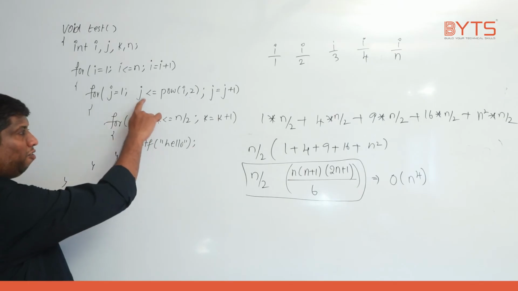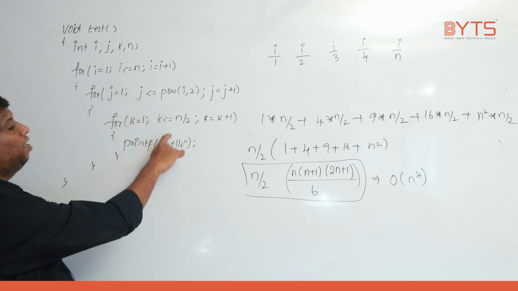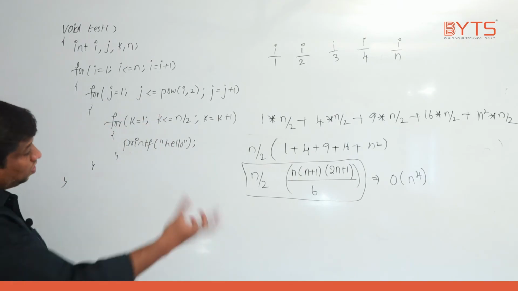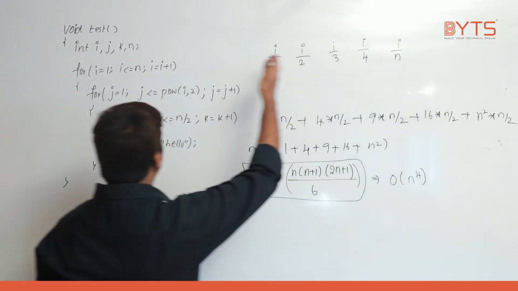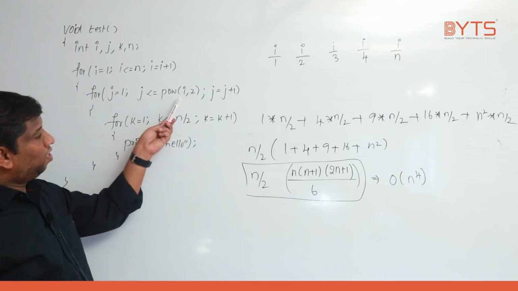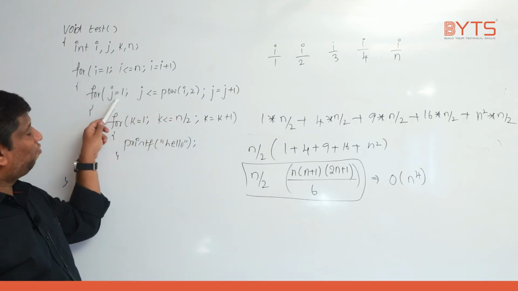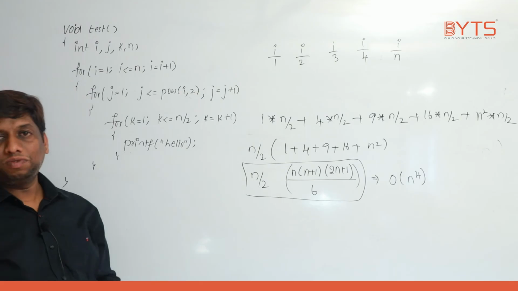For every value of j, 16 times this is repeated n by 2 times, right? 16 times this is repeated n by 2. That's what I wrote, 16 into n by 2. When i value is also n, so n into 2 is n square. For every value of j, this loop is repeated. That is the reason n square times n by 2.